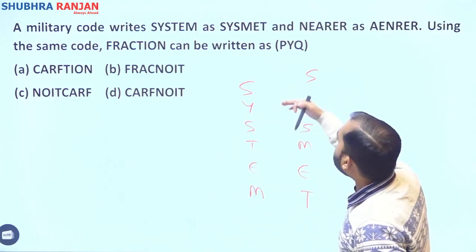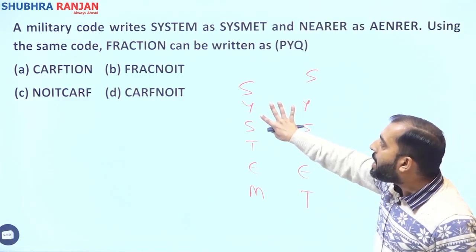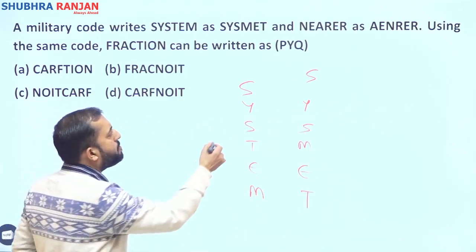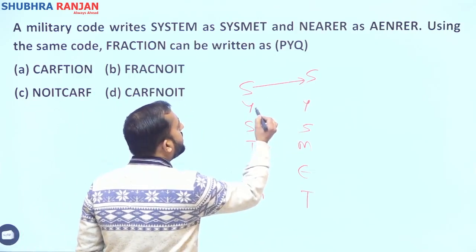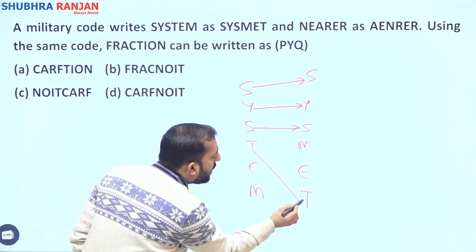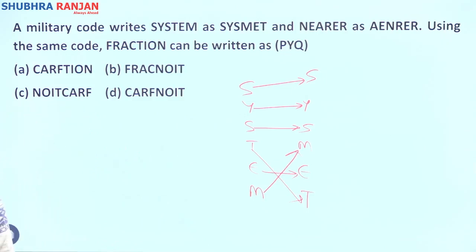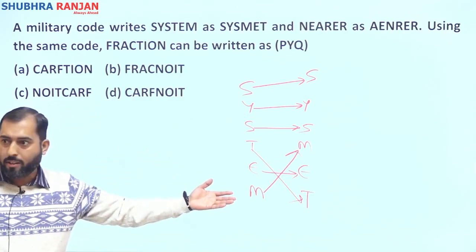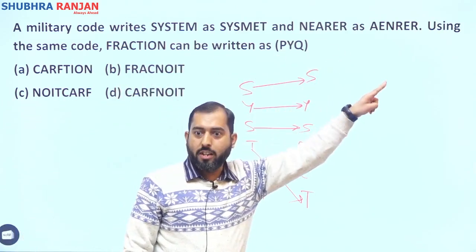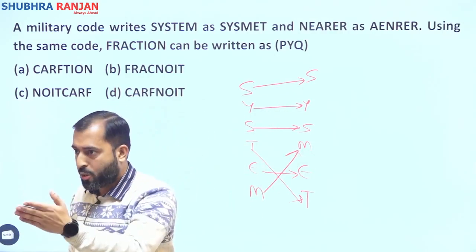Because if you pay attention to only the first original word and first code, after analyzing it you can end up with two patterns. The first pattern is, it might be possible this S has been kept as it is, this Y has been kept as it is, this S has been kept as it is, and only the lower half has been interchanged with each other. Might be possible. This could be one of the patterns. But the examiner has given you two words, and the presence of two words is important. He wants to convey some meaning to you, right?